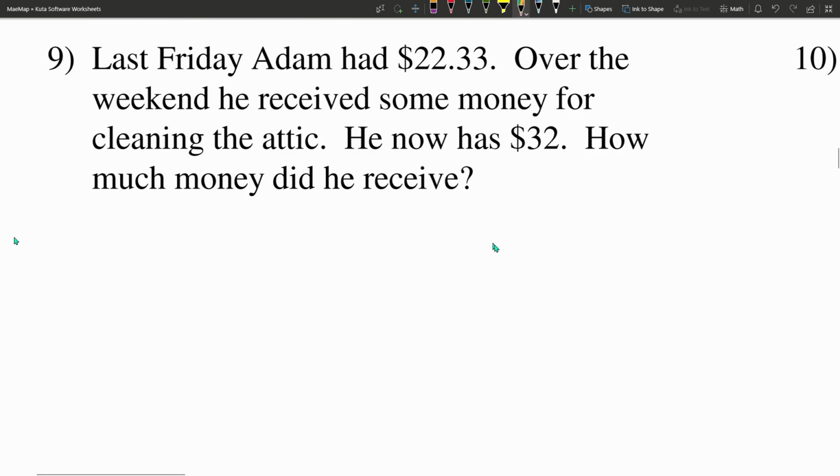So last Friday, Adam had $22.33. Over the weekend, he received some money for cleaning the attic. He now has $32. How much money did he receive? This is a very familiar problem. We had the same one back up, and I believe it was number 4. So we're going to apply the same steps as we did in number 4.